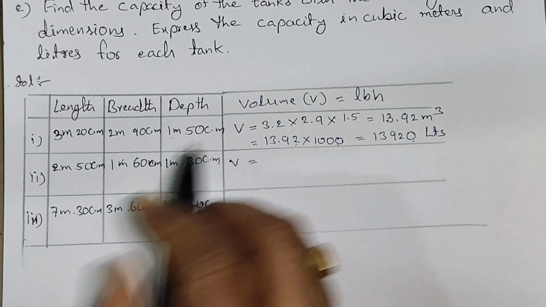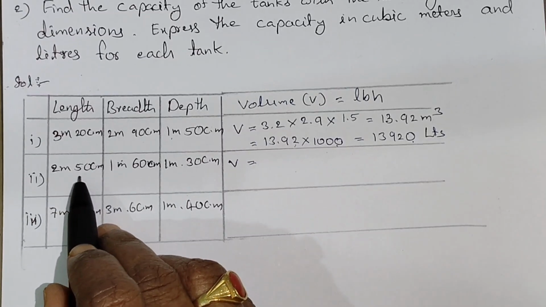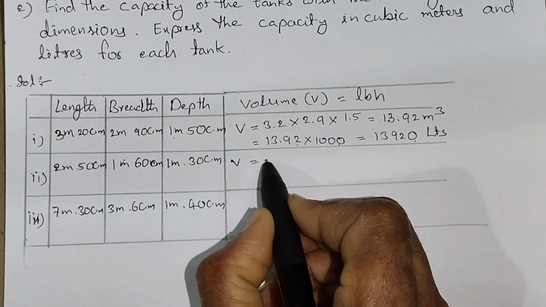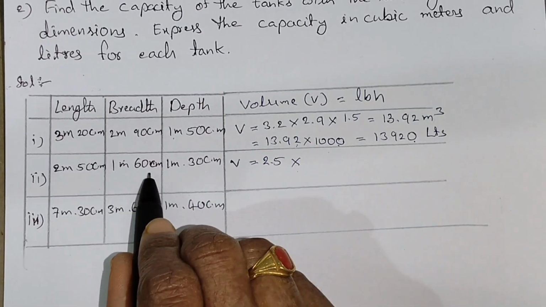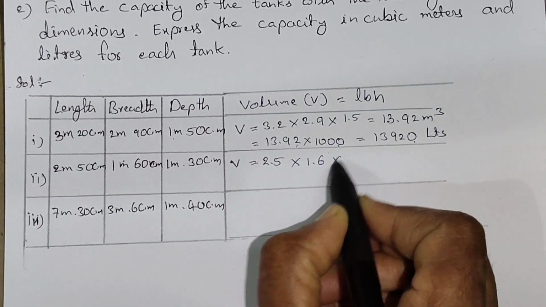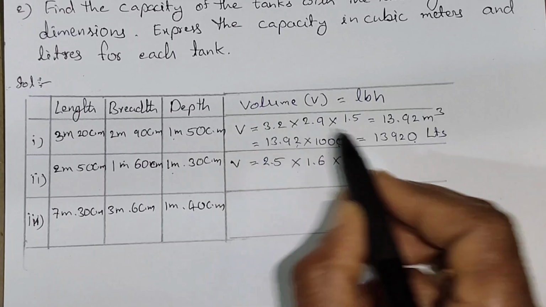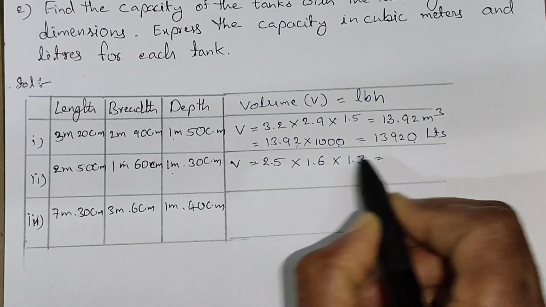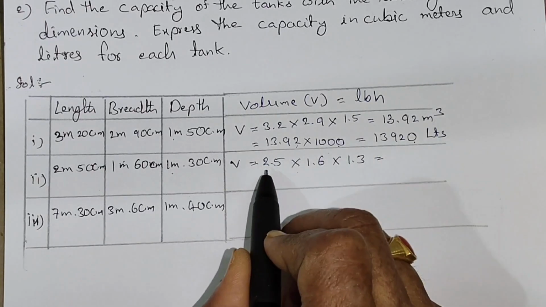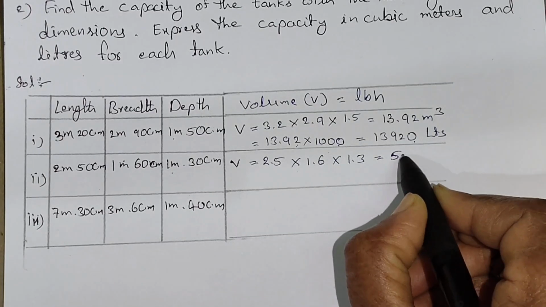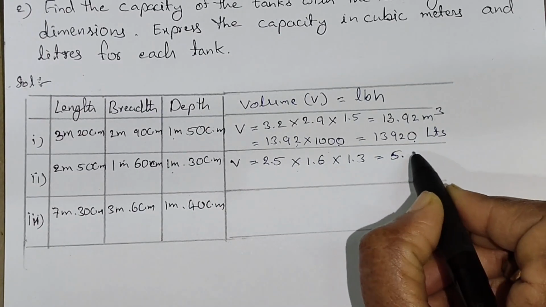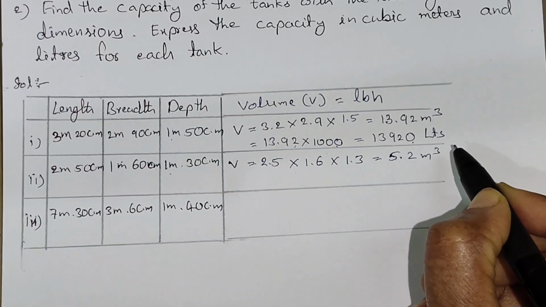Now second one, here 2 meters 50 centimeters, we write in meters, 2.5 meters. Here 1 meter 60 centimeters we write as 1.6. Here 1 meter 30 centimeters we write as 1.3 meters. So these three are in meters. So 2.5 into 1.6 into 1.3, multiply these three numbers. 5.2 meter cube. Meter cube is the units.